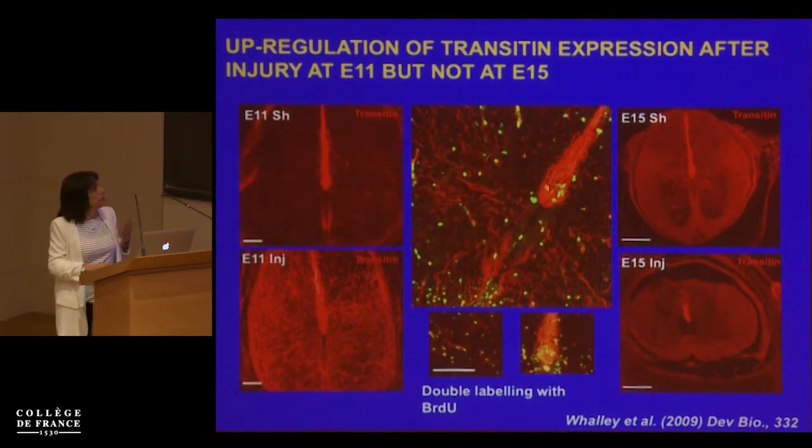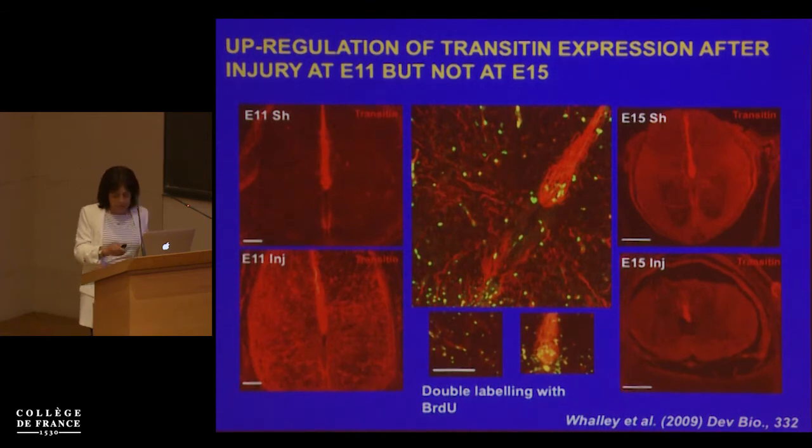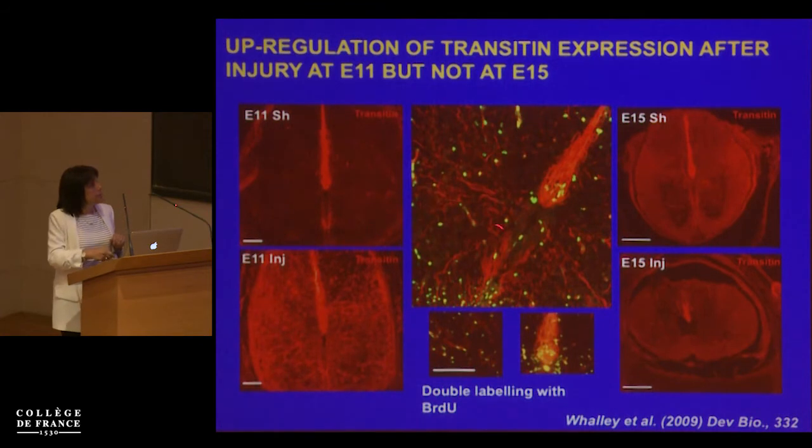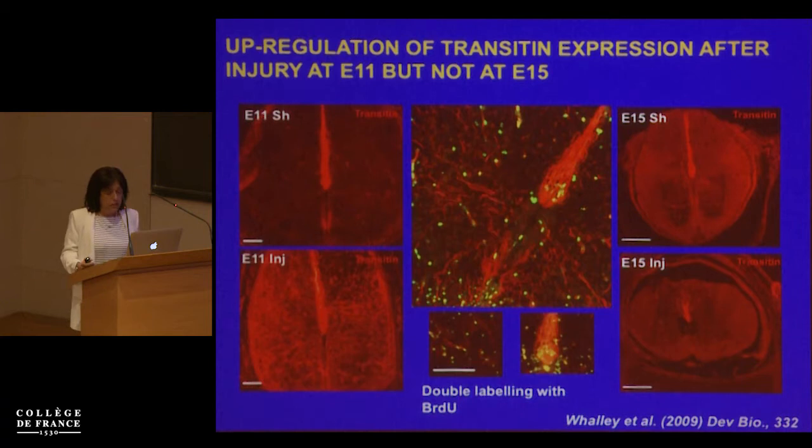So this is transitin, and transitin is the equivalent of nestin, a neural stem cell marker. And we have the activation when we have the injury at E11, but we don't see the activation when we injure at E15. So we wanted to understand a little bit more if the cells are different.